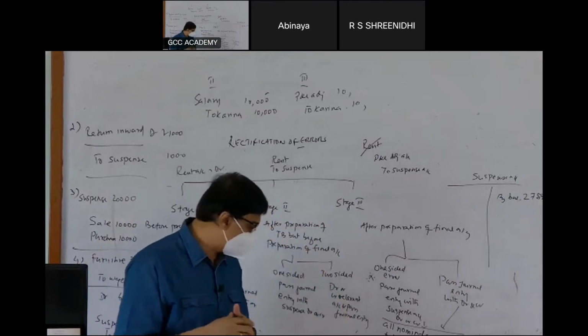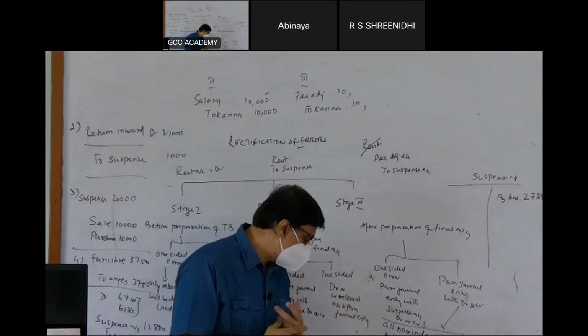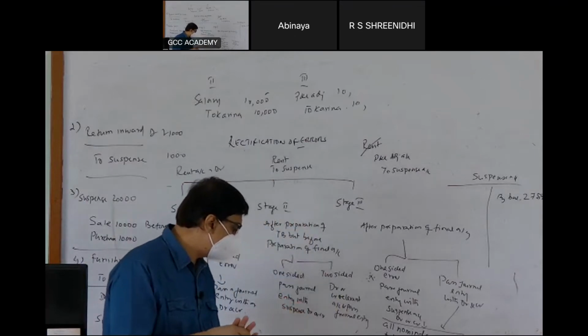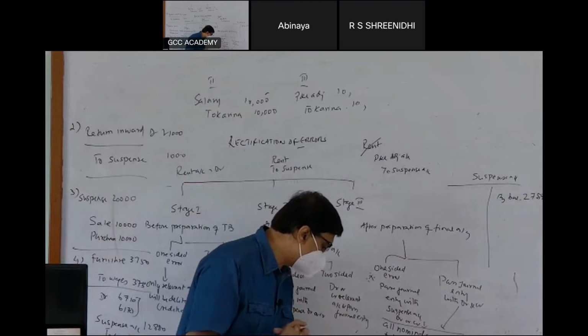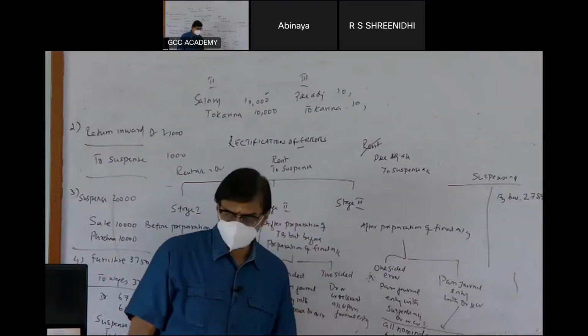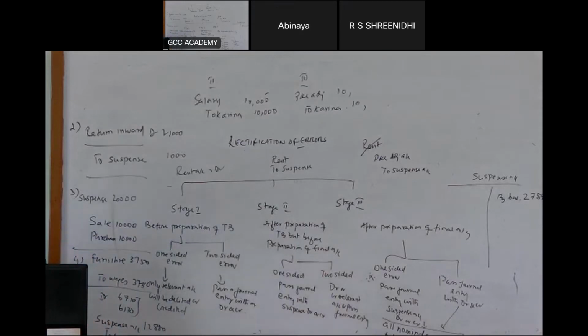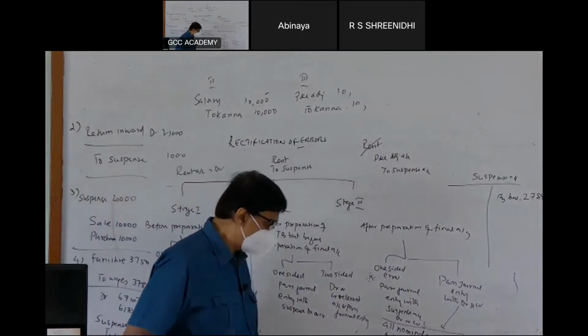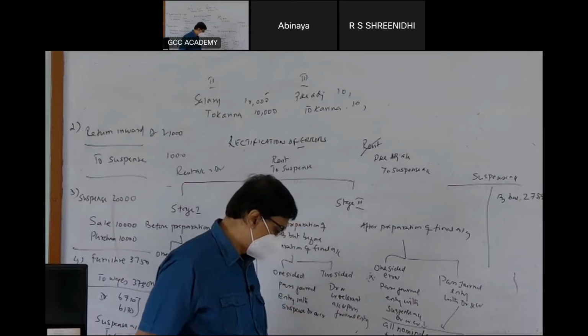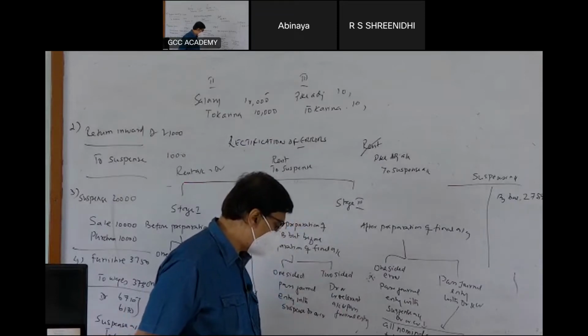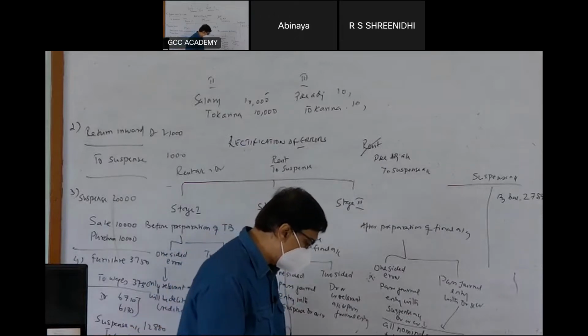By practice, you will be able to do it. Next, goods taken by the proprietor, rupees 100, have not been entered in the books at all.